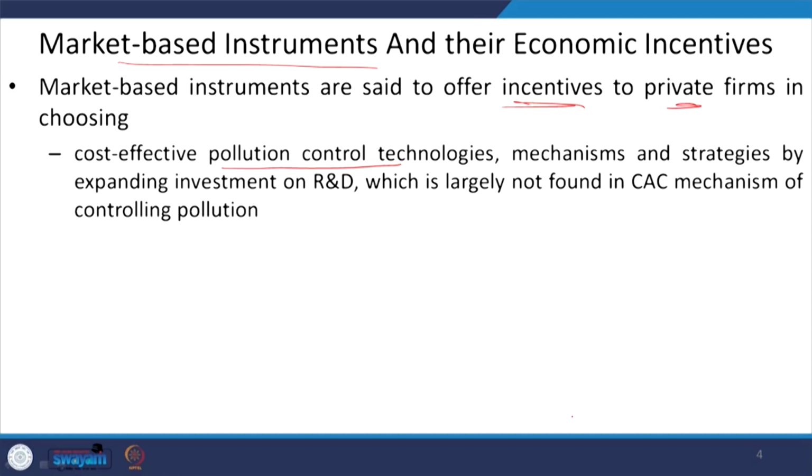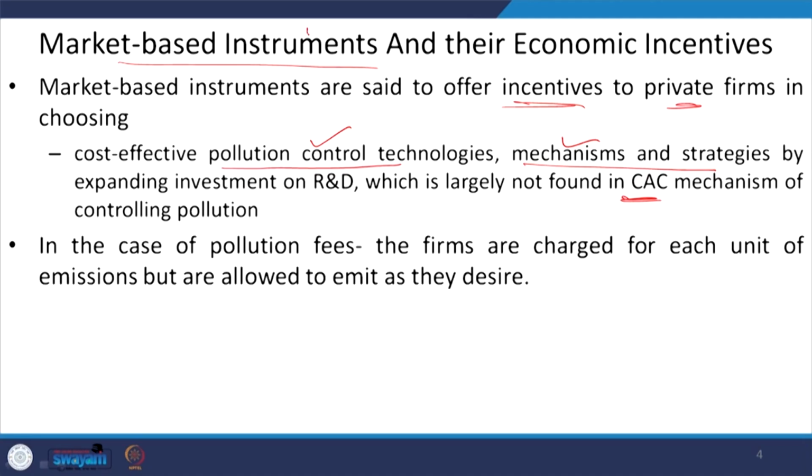They are also free to choose the mechanisms and strategies, and also free to choose and invest in the right kind of technologies and R&D, so that the pollution can be controlled. But these flexibilities are not found in the case of command and control mechanisms of controlling pollution.